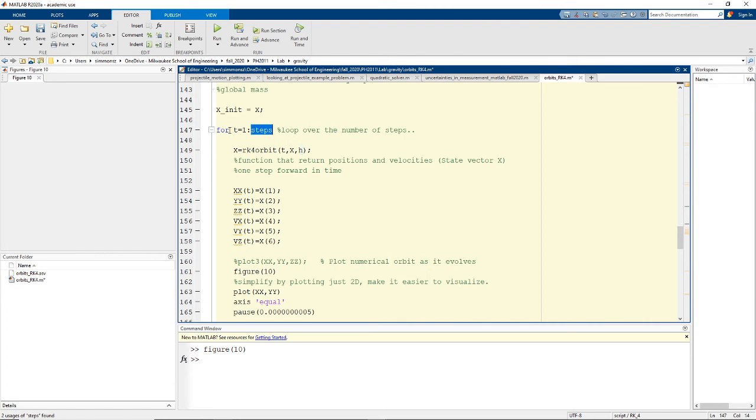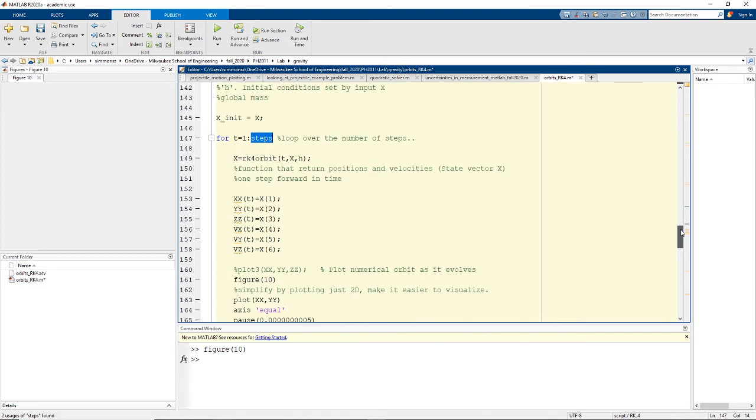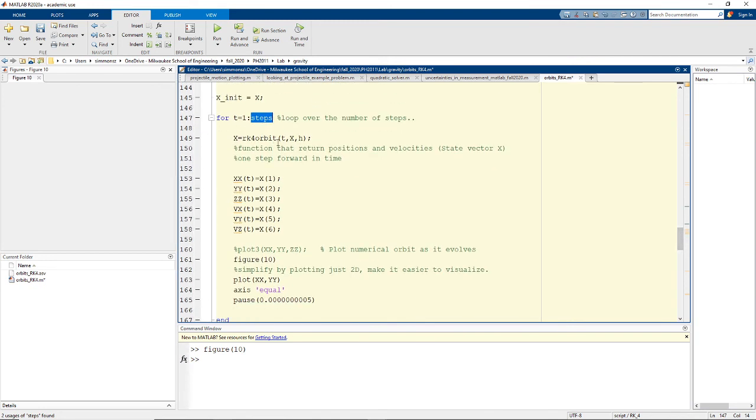So you can see that it's got a for loop over the number of steps. So this is where you're looping in time. You're going forward in time. And this thing calls another program or another function, this one here. And this is what is doing the integration.